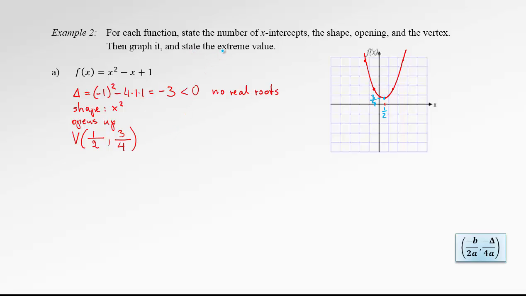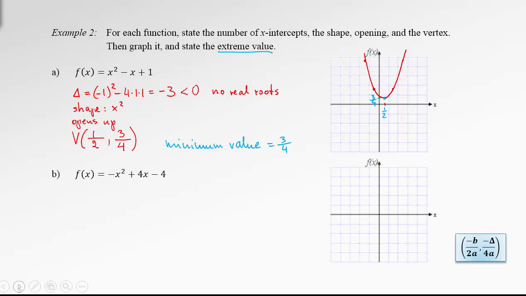Okay, we should do one more thing. We need to state the extreme value. Since the parabola has arms up, the vertex is its minimum. So the minimum value equals 3/4, the second coordinate of the vertex. That's our lowest value that the parabola can attain. We look at the y-axis, right?